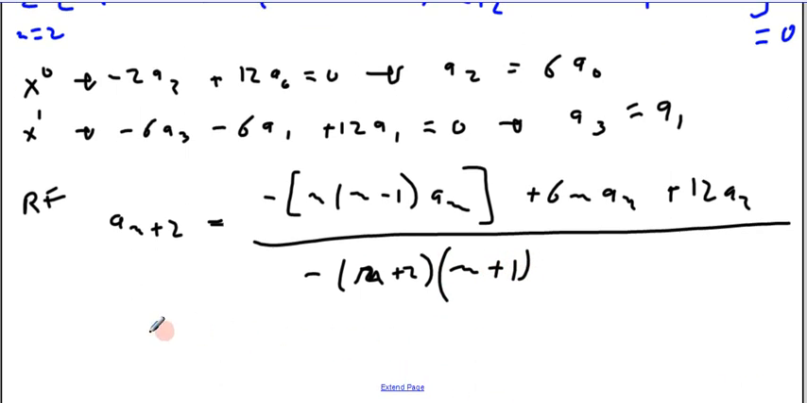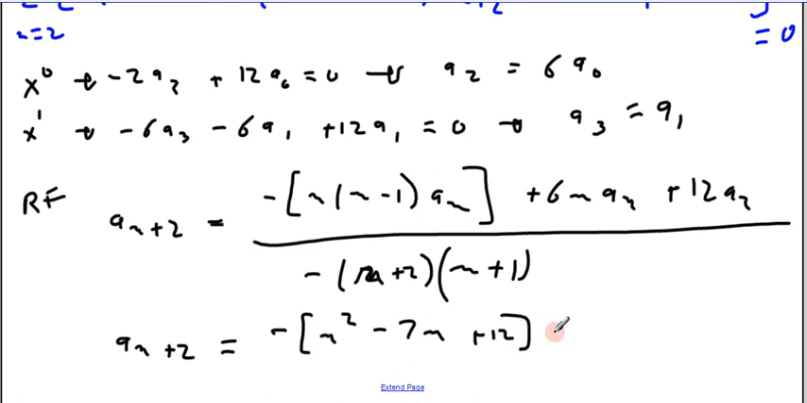Okay, and now we're going to go in and combine like terms, some algebra here, and say that a n plus 2 is going to be minus n squared minus 7n plus 12, an, divided by minus n plus 2, n plus 1.